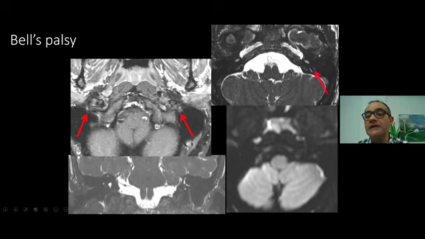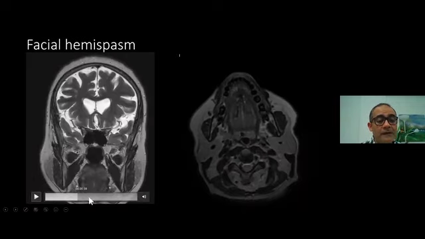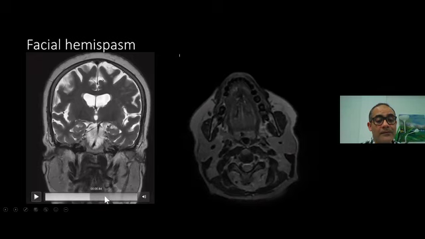You can also see it here on the CISS plane, and you compare it to the other side. Sometimes DWI is very helpful because you can localize facial nerve pathology here that is not seen on the right side. And even on coronal view, you can see the whole vertical mastoid segment that I've shown you before, and then you compare it to the other side, so you can make the diagnosis of Bell's palsy, of course, in the appropriate clinical context. Before leaving this part, I want to show you a case of facial hemispasm.